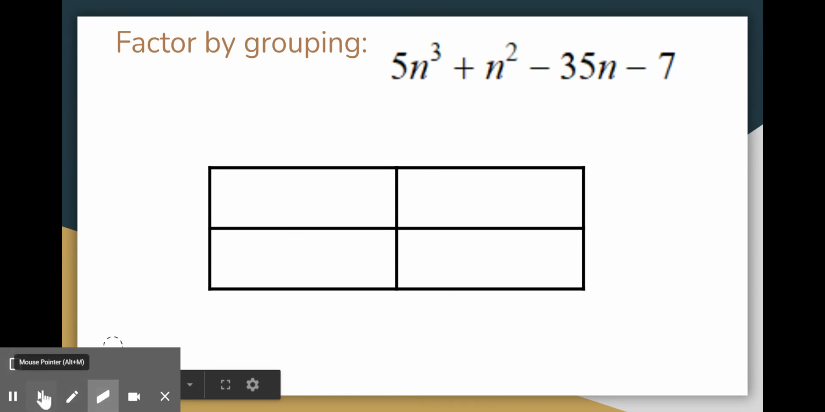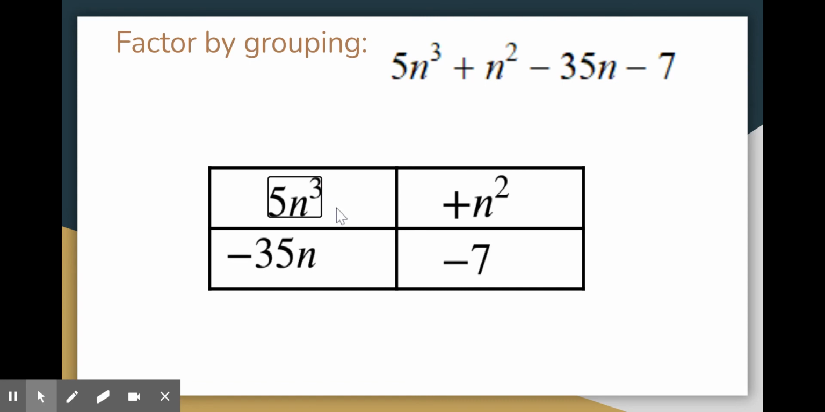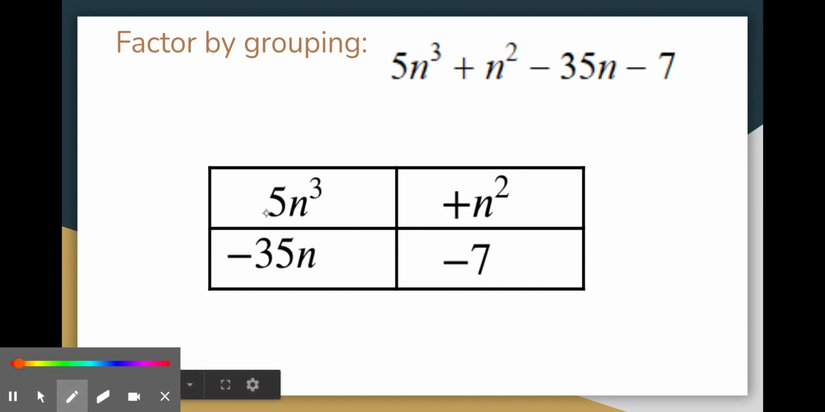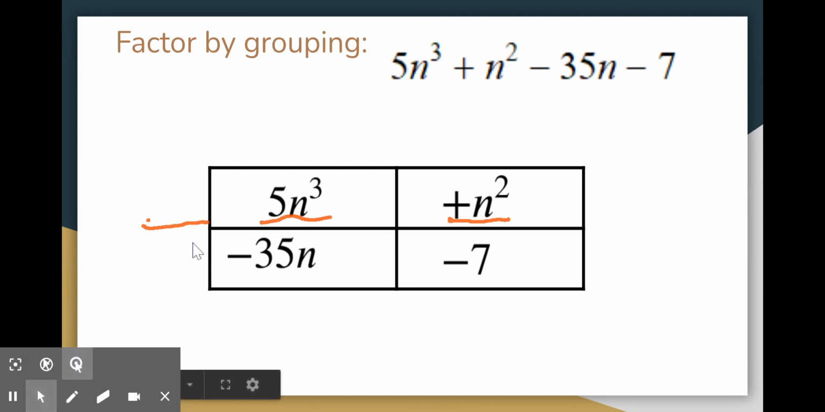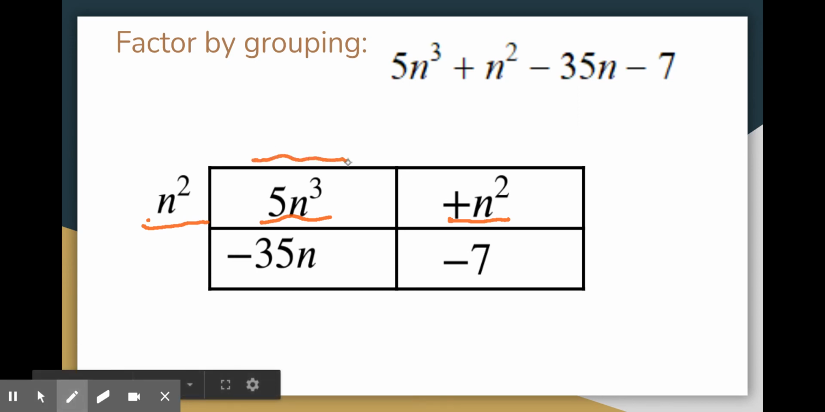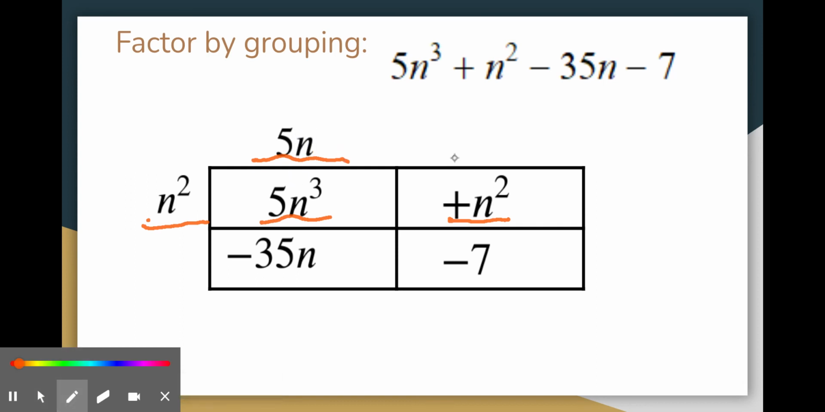Okay, I'm going to write everything inside this box. Find the greatest common factor between 5n cubed and n squared, and we will write it here. And so the only thing that will go into both is n squared. And then here, what times n squared gives us 5n cubed? That is 5n. And then what times n squared gives us n squared? That is 1.